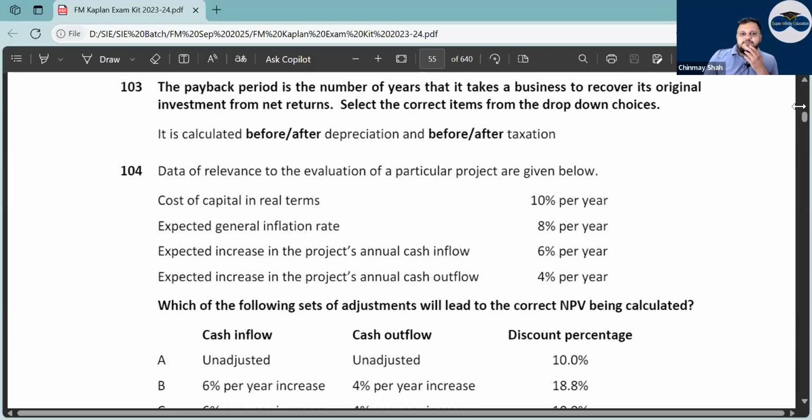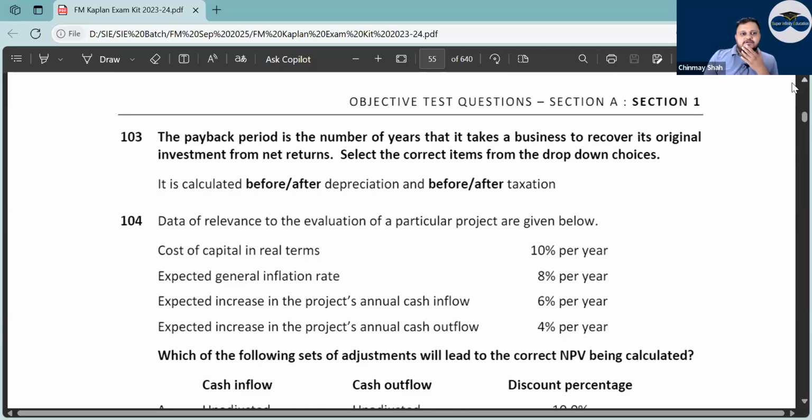Payback period is the number of years that it takes a business to recover its original investment from net returns. Select the correct items from the drop down choice. Correct. It is calculated before depreciation and after taxation. Yeah, before depreciation and after taxation.